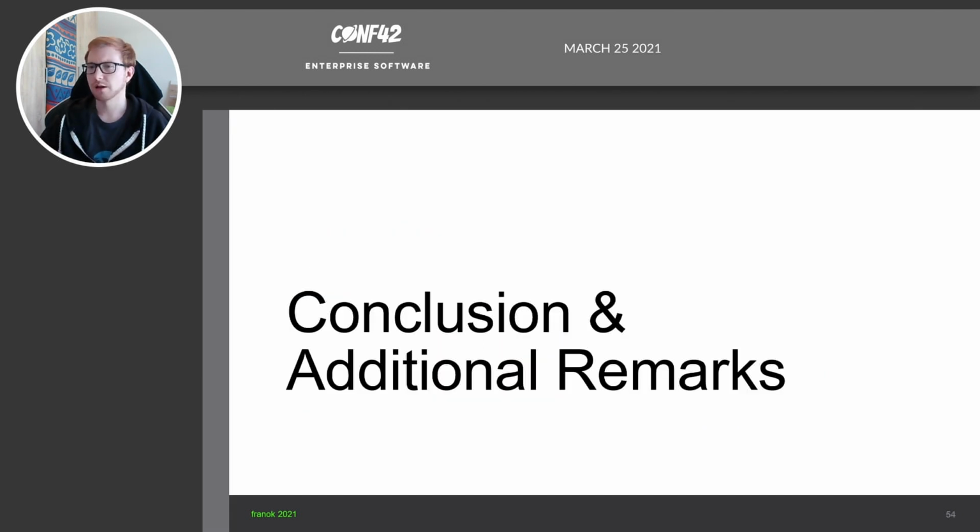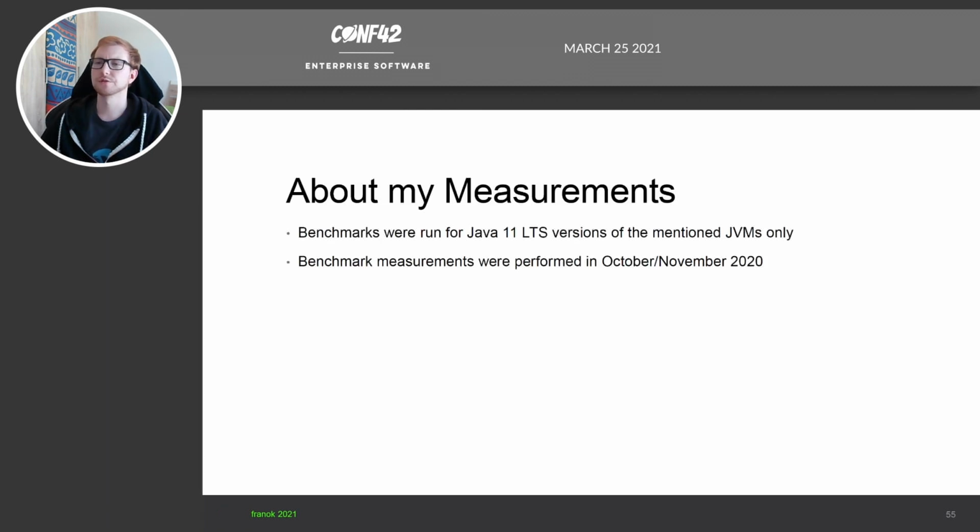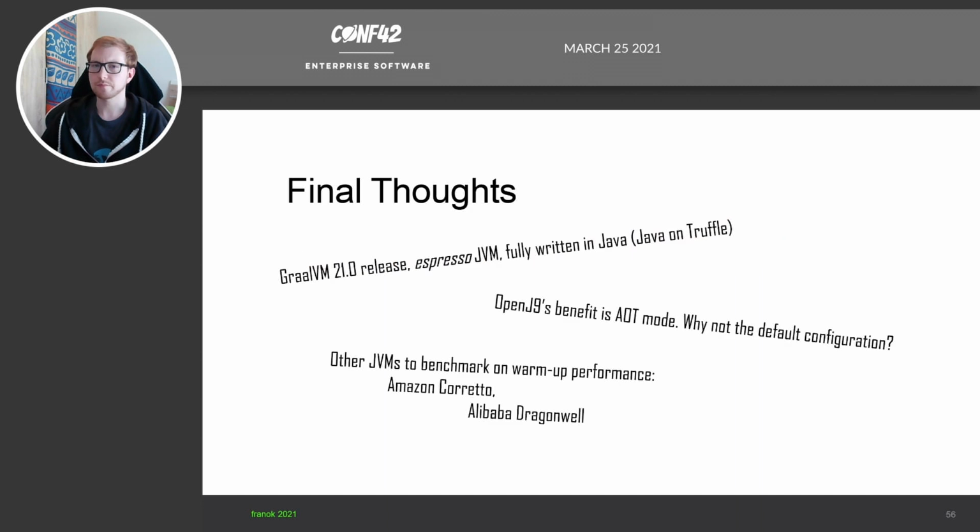Okay, now I'd like to draw a short conclusion and also have some additional remarks on my benchmark measurements. First of all, the benchmark measurements were done with JDK version 11 for all the mentioned JVMs. I did not perform measurements on any other JDK version. Secondly, I conducted the benchmark measurements in October and November 2020. So meanwhile, there are newer versions of the JVMs, and it would be interesting to also take a look at them. Yeah, and here are also my final thoughts.